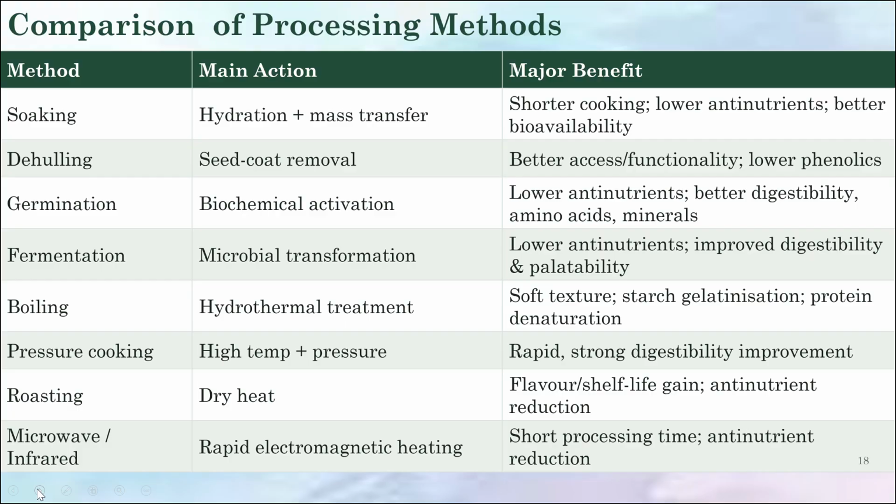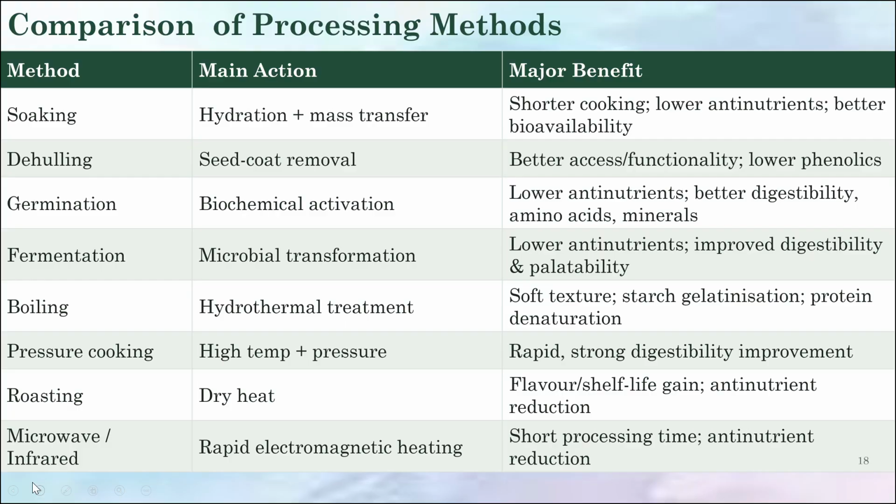phenolic content. And germination, the biochemical activation takes place, which lowers the anti-nutrients and gives better digestibility of amino acids and minerals. And also fermentation, a microbial transformation takes place, which lowers the anti-nutrients and improves digestibility and palatability of pulses. Boiling, a hydrothermal treatment as a mechanism, gives a soft texture, and gelatinization starts and protein denaturation takes place.